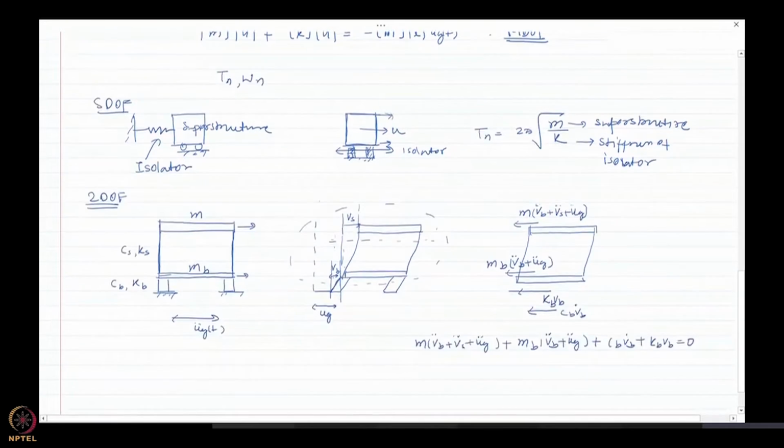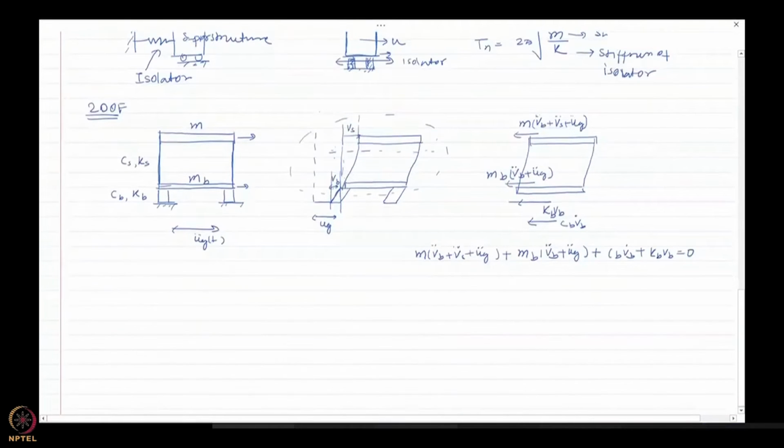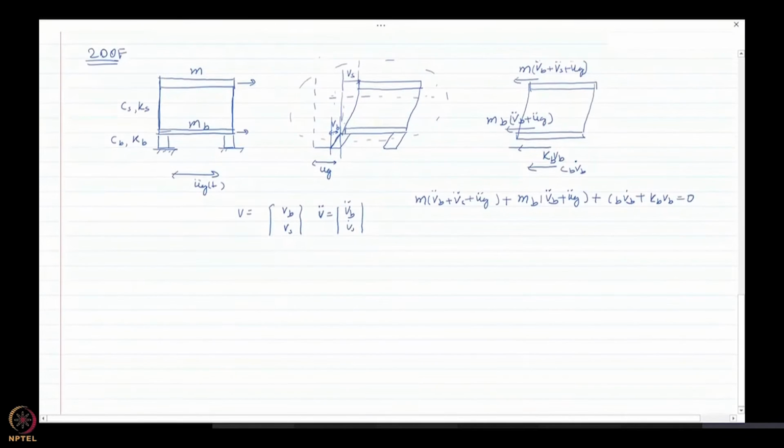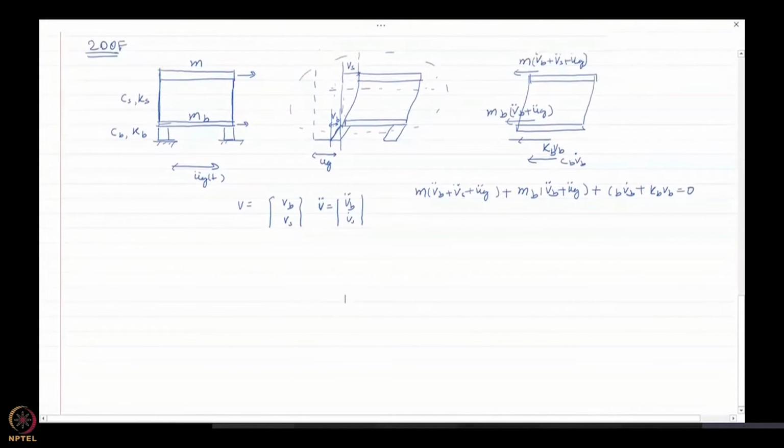Remember, on the left hand side, the displacement vector that we are looking for is V equal to Vb and Vs, and the acceleration vector would be V double dot equal to Vb Vs. So accordingly, you have to arrange the equations like we did for this and write it like that. Okay, let us discuss the solution now, and we'll compare. So we have already written this for the whole structure.